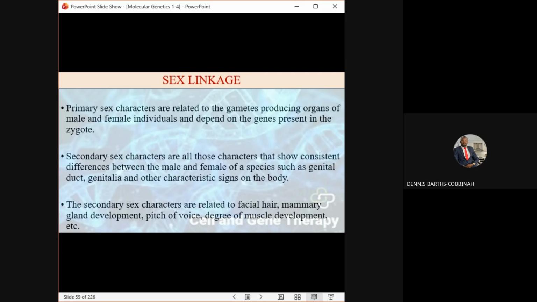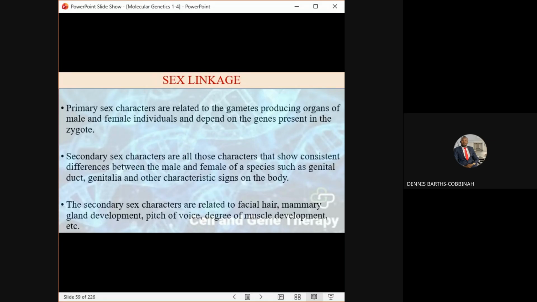Now, you know that primary sex determination, as we have said already, is determined by certain genes that are present in the zygote. But the secondary sex characteristics are determined by physical features, or better still, they are influenced primarily by the genes present in the individual, and those call for the expression of some facial looks and body features.